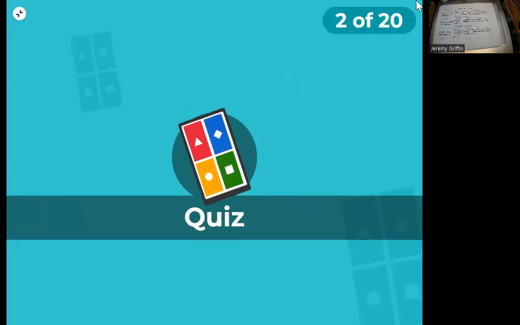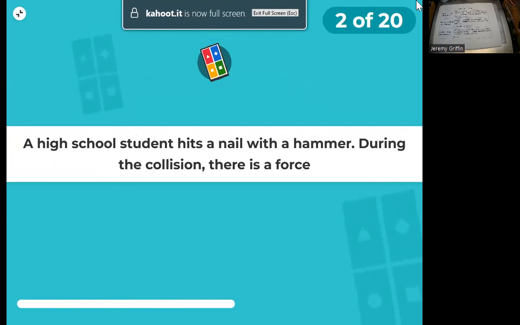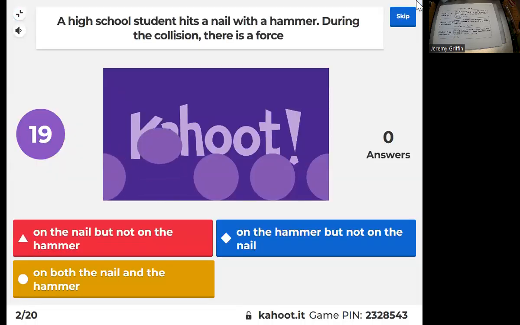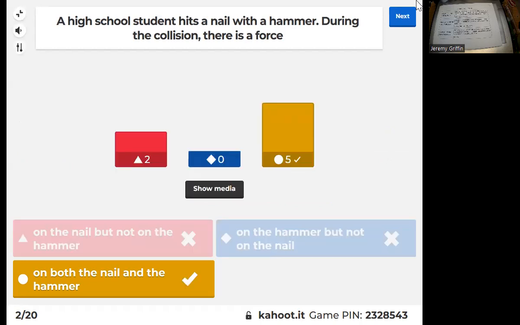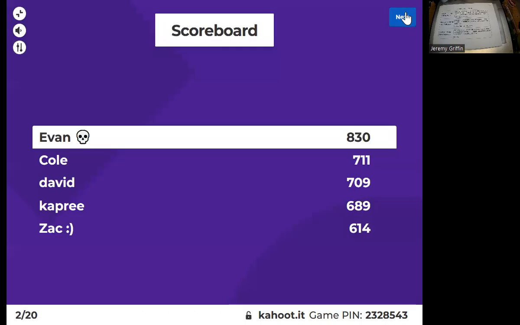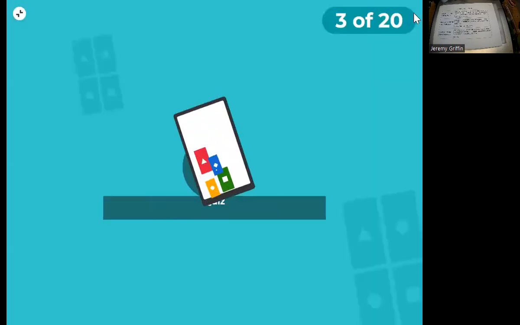Evan in the lead. High school student hits a nail with a hammer. During the collision, there is a force on both the nail and the hammer. But which force is bigger? The force from the hammer on the nail, or the force from the nail on the hammer? The force on the nail from the hammer. For every force, there's an equal and opposite. All right, it's the same force, right? Same force. All right, Evan's still in the lead.